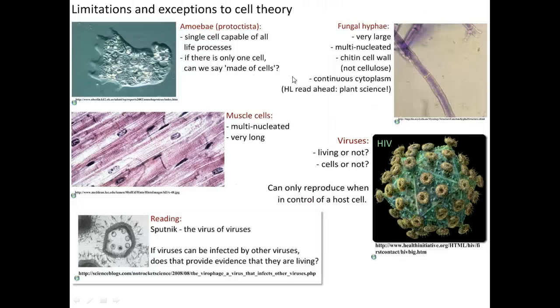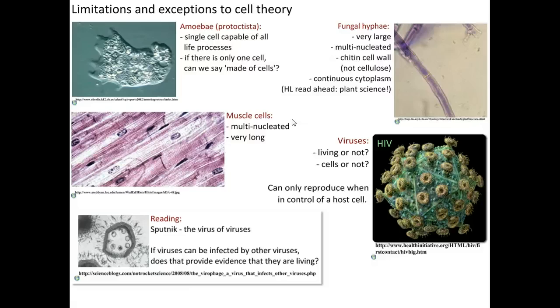All right, so here's some limitations and exceptions. Amoeba. These are single cells capable of all life processes. So this doesn't meet that first tenet that all living things are made out of cells, because it's a single cell. Same with bacteria. We're not going to really talk about the fungal hyphae because that's for HL. But muscle cells, they're multinucleate. I mean, they have several nuclei, which is interesting because they go through mitosis, make lots of nuclei, but then don't divide into separate cells. So that complicates our simple understanding.